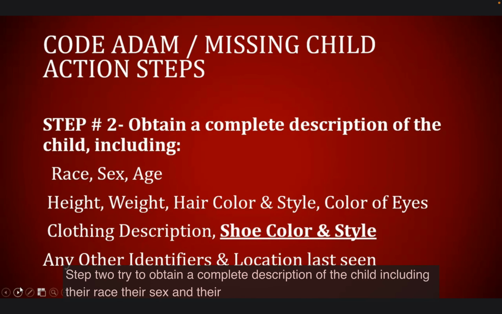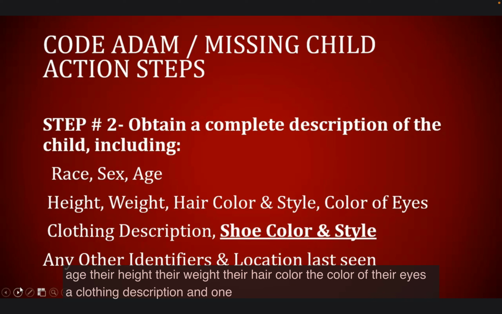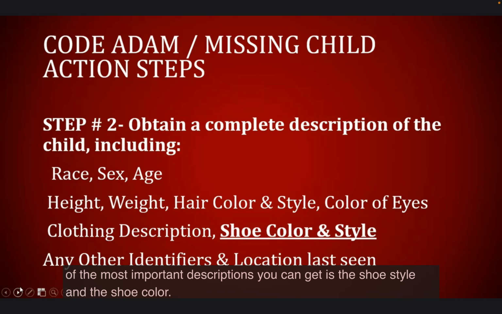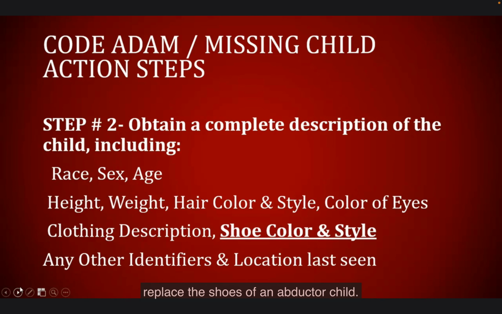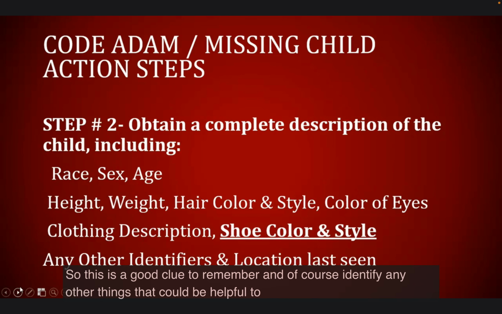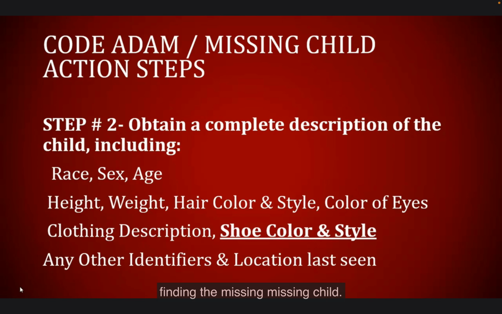Step 2, try to obtain a complete description of the child, including their race, their sex, and their age, their height, their weight, their hair color, the color of their eyes, a clothing description. And one of the most important descriptions you can get is the shoe style and the shoe color. Now, this is one thing that law enforcement officials say, that abductors never usually are prepared to replace the shoes of an abducted child. So this is a good clue to remember. And of course, identify any other things that could be helpful to finding the missing child.